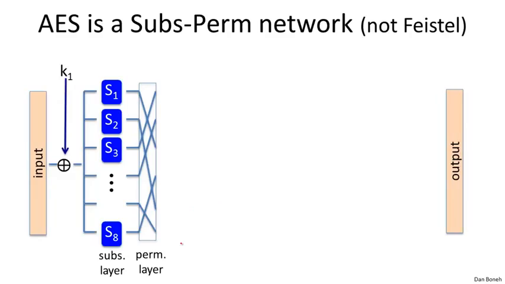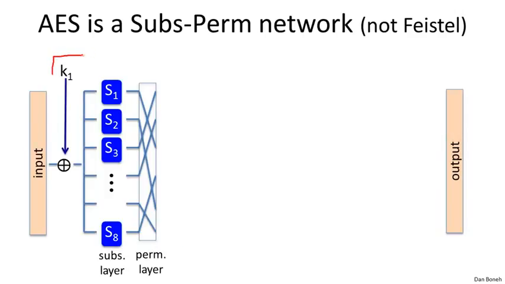Now, AES is built as what's called a substitution permutation network. It's not a Feistel network. Remember that in a Feistel network, half the bits were unchanged from round to round. In a substitution permutation network, all the bits are changed in every round, and the network works as follows.